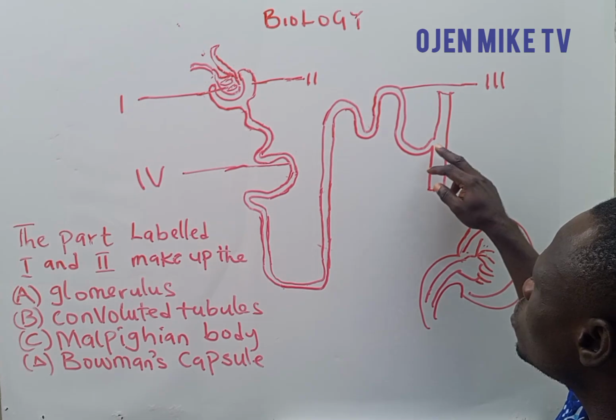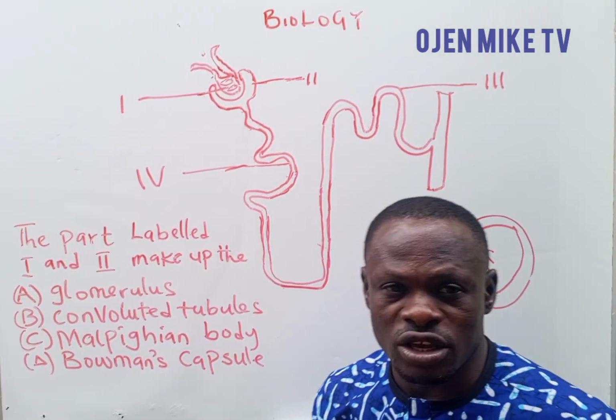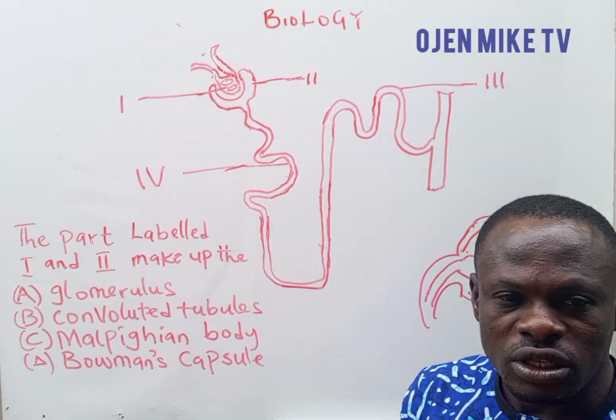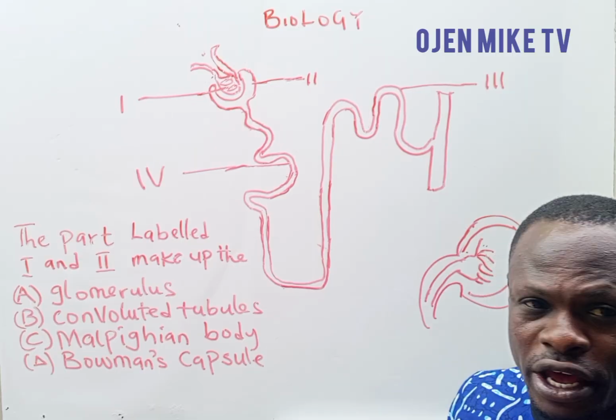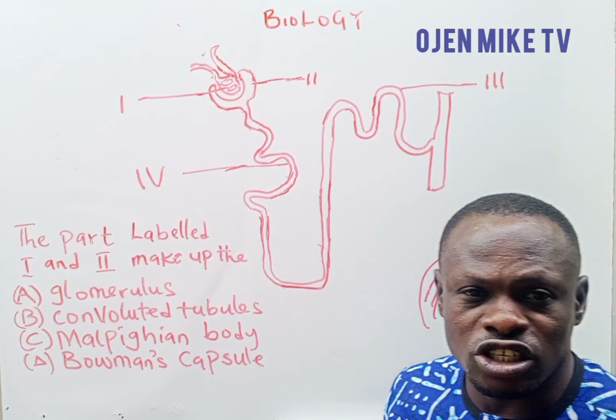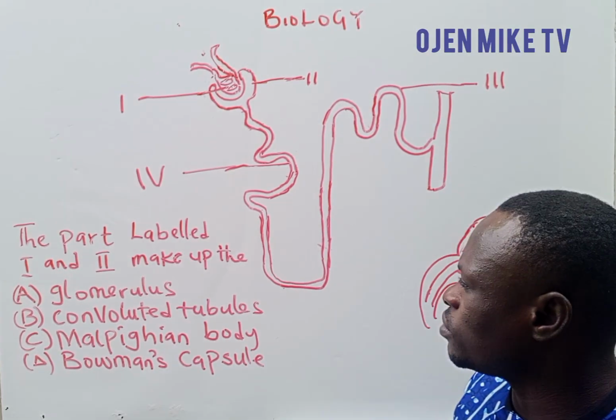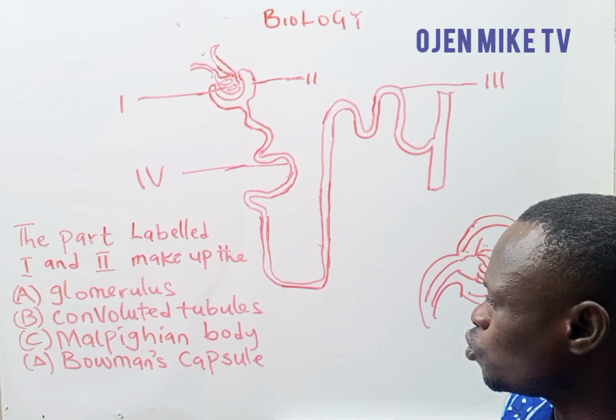Now the convoluted tubule empties itself into the ureter, that leads to the bladder, where urine is stored until it is excreted out as waste product.